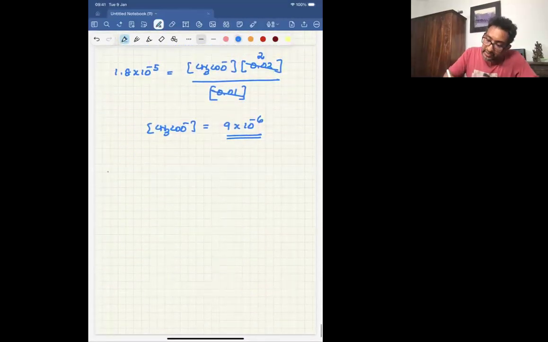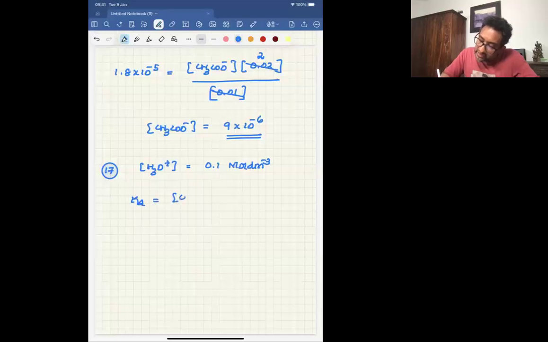Question number 17. 1 cubic decimeter solution is made of 0.1 molar HCl and 1 molar acetic acid. Find the ionic concentrations of these. This is what you have, right? So the hydronium ion concentration is 0.1 because HCl is a strong acid. So Ka is equal to CH3COO minus times H3O plus concentration, divided by CH3COOH.